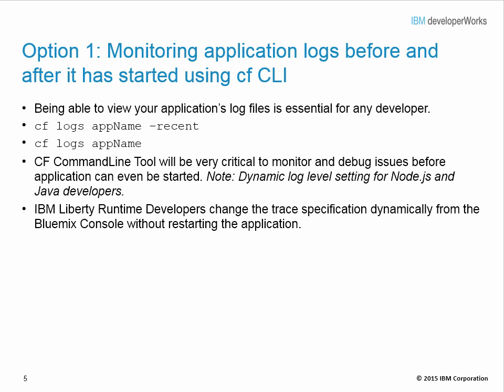In Option 1, you can monitor your application logs before and after they have started using the CLI. Being able to view your application log files is essential for any developer. The CF logs app name --recent command shows a subset of recent logs from the application deployed to Bluemix with the name app name. The CF logs app name command will tail the logs from the application deployed to Bluemix with the name app name. You will not be able to see any of the past logs with this command.